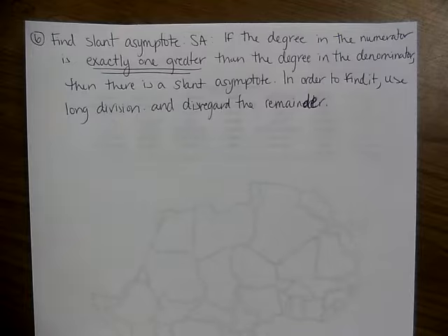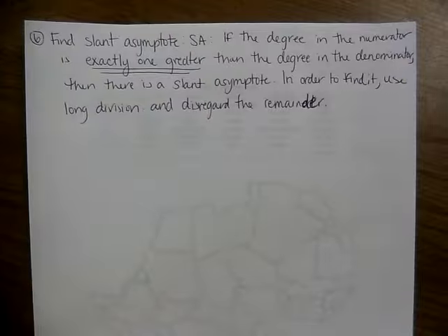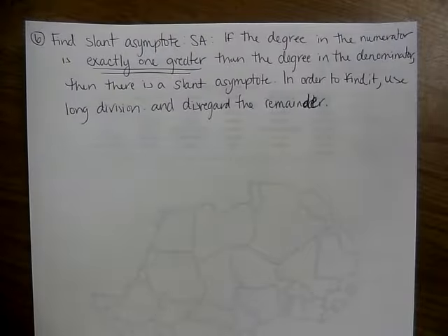Okay. So, for example, if you had x to the fourth over x cubed, 4 is exactly 1 greater than 3, so therefore you would use long division and find that slant asymptote. Okay? And if there is a remainder, you just forget about it because it's so minuscule it won't affect the graph anyway. Step 7.